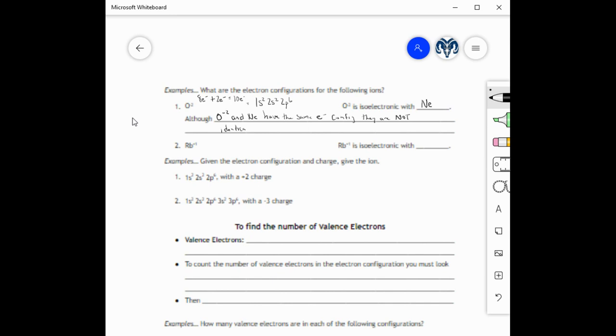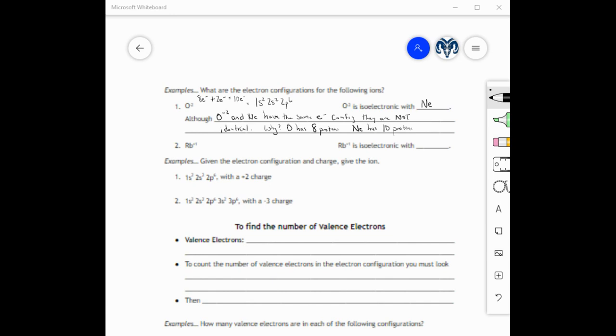Why? Because oxygen has 8 protons, and neon has 10 protons. And remember, protons is what changes the element.